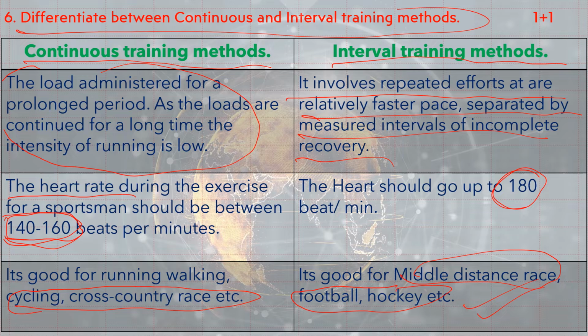Differentiate between continuous and interval training methods. The continuous training method is of a little longer duration. Interval training means shorter duration, with regular intervals in the middle. In continuous training the heart rate should be 140 to 160 beats per minute. In interval training it goes up to 180 beats per minute. Continuous training is good for long distance races. Interval training is for middle distance and short distance races, and games like football and hockey, which are anaerobic games. It is good for those.